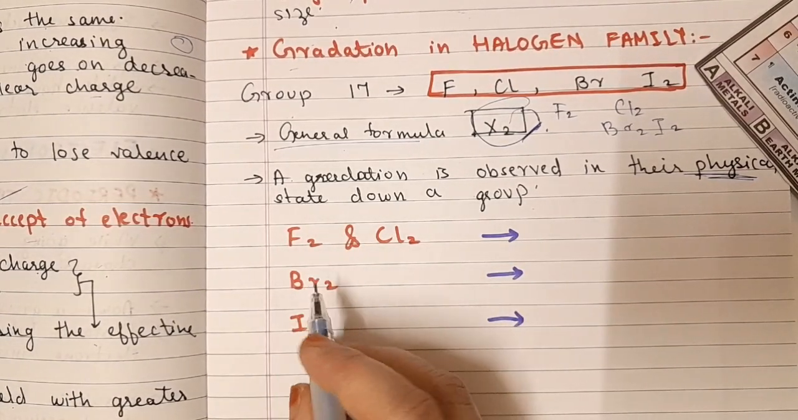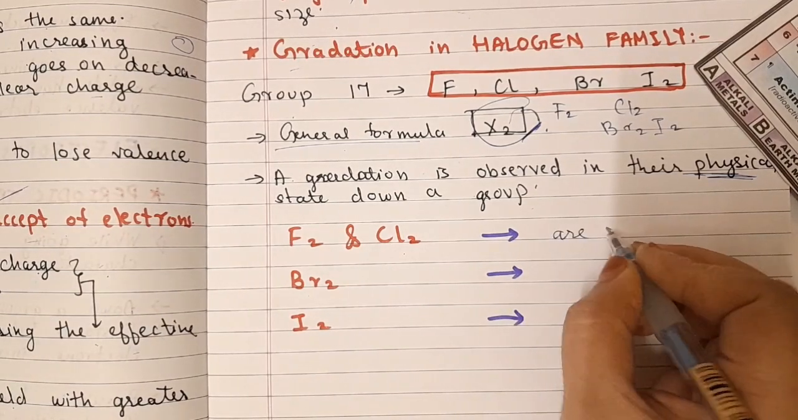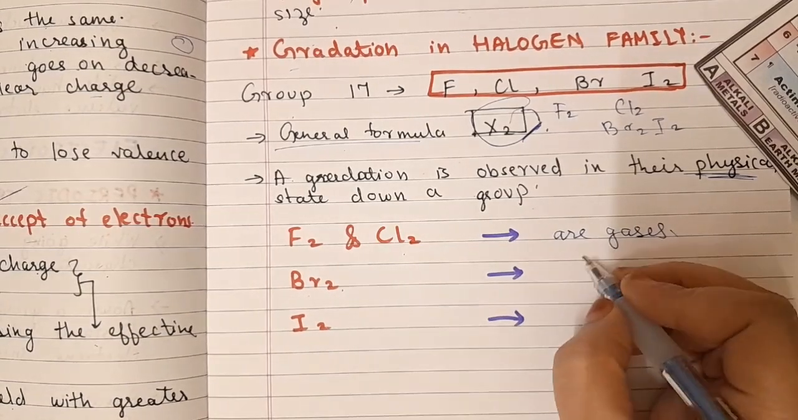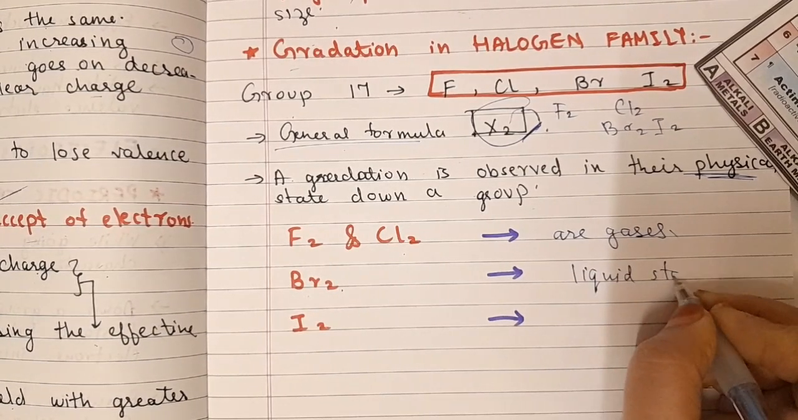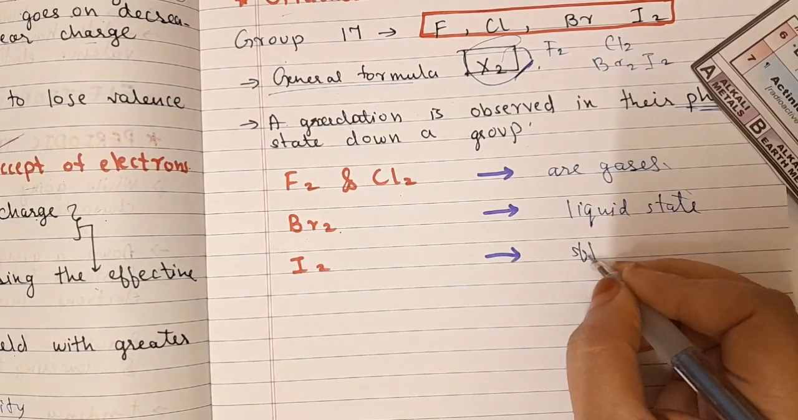So first, fluorine and chlorine are present in a gaseous state, while bromine is present in a liquid state. And the last one, iodine, is present in a solid state.